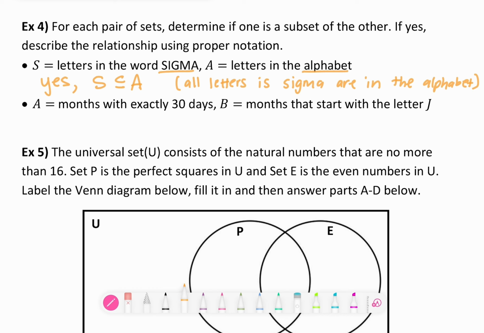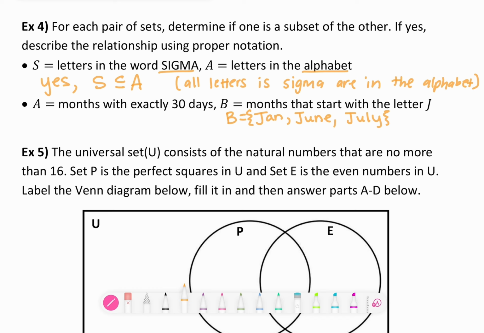The only months that start with J, though, if we go through the months of the year, are January, okay? And then we have February, March, April, May. We have June and July. Those both start with J. And then August, September, October, November, December. That's it. So there's only 3 elements in set B.